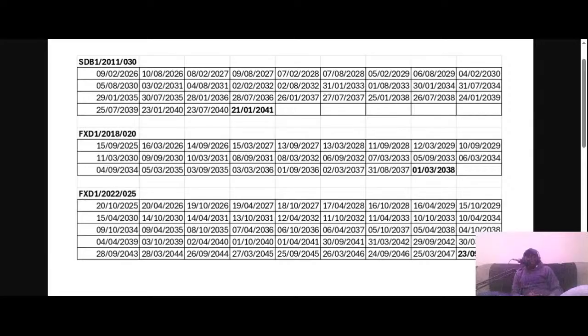This is the page that indicates when the coupons for these particular bonds will be paid. Now, you see, the bonds pay coupon twice in every year. So the interest that you are entitled to for that particular year is split into two. So you can see for the first bond, it pays coupon in the month of February and in the month of August. The other bond pays coupons in the month of September and the month of March, and the third bond pays coupons in the month of October and the month of April.